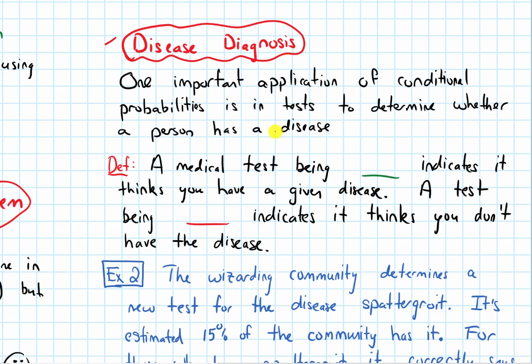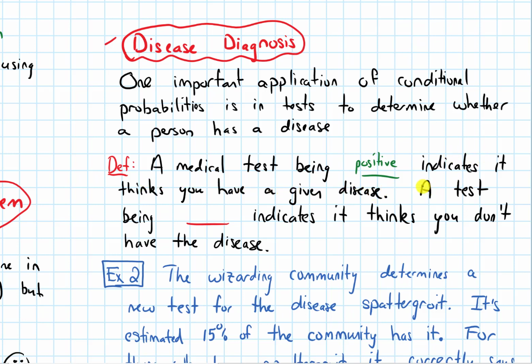So sometimes a test will say that, oh, you have the disease. Sometimes a test will say you don't have the disease. And tests aren't necessarily perfect. Sometimes they're right, sometimes they're wrong. So I want to introduce a little bit of terminology that gets used in medicine to indicate what a test will tell you. So this definition says that a medical test being positive indicates that it thinks you have a given disease. It doesn't necessarily mean that it's right, so maybe you do have the disease, maybe you don't, but the fact that the test shows up positive indicates the test thinks you have that disease.